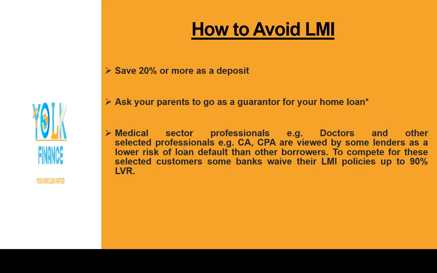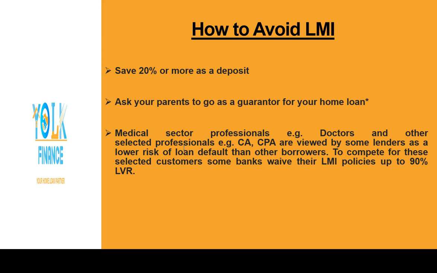So if that's the case, how to avoid LMI? If you can save 20% or more as a deposit, then you can avoid LMI. The second one is to ask your parents to go as a guarantor for your home loan. And the condition is your parents should be here in Australia and their property should be here in Australia, and there are lots of conditions to go. So yeah, we can cover this guarantor loan later in the future.